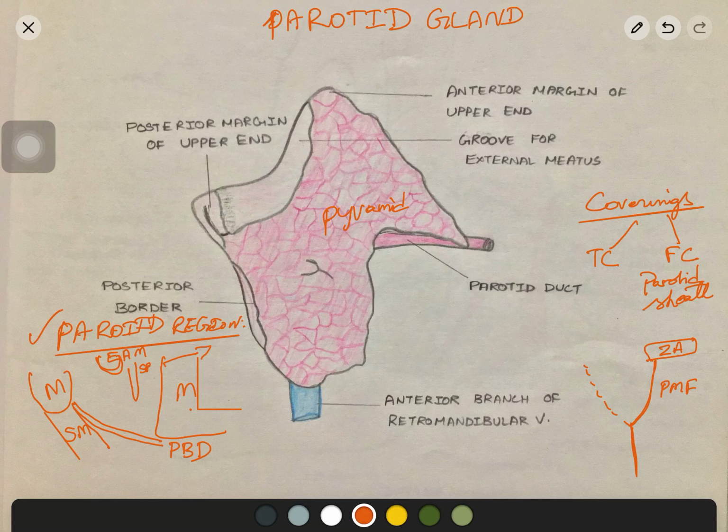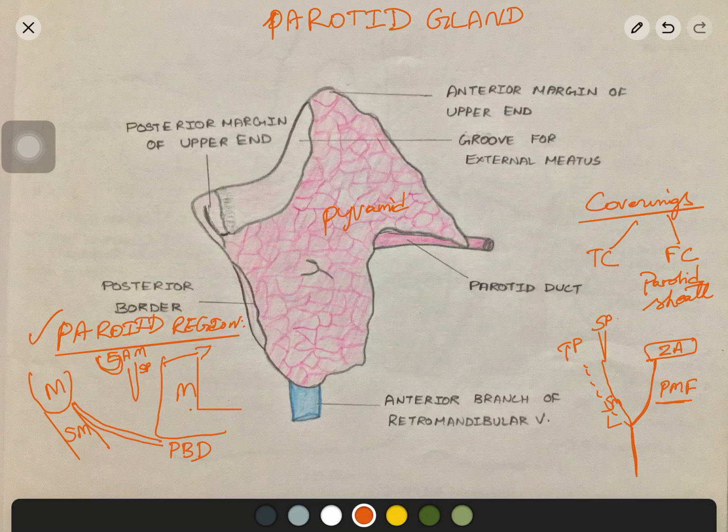If you see, the deep lamella is thin compared to the superficial lamella and it is attached to the tympanic plate and to the styloid process. The part which is attached to the styloid process is somewhat thickened, so that will be called the stylomandibular ligament. So this is the false capsule or parotid sheath.